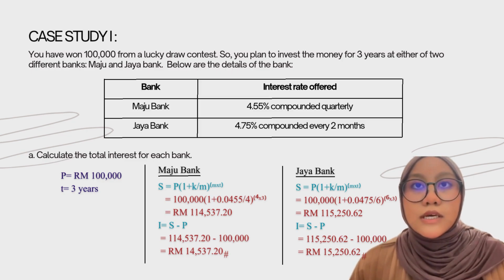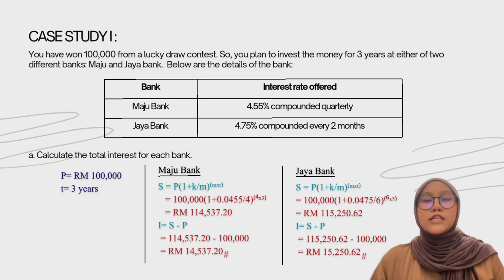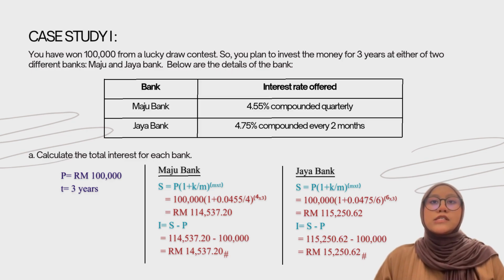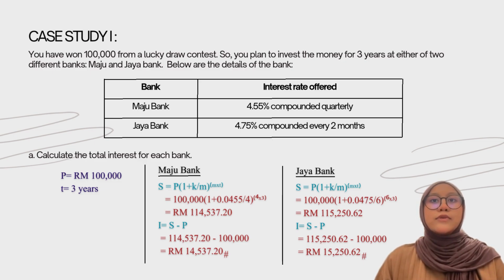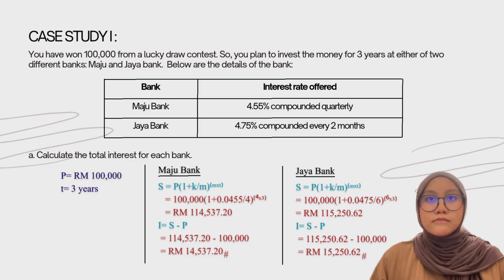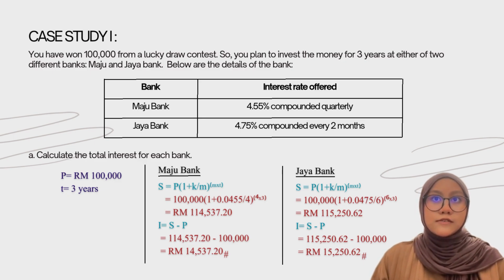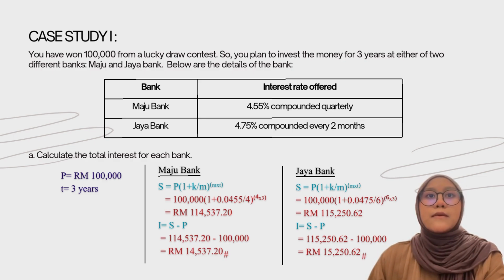So the total amount for Maju Bank is 114,537.20. To get the total interest, we're using the formula I equals S minus P, where P is the principal. So we just subtract the principal, which is 100,000, from the total S that we got before. So we get the total interest for Maju Bank, and it also applies to Jaya Bank. So we get the total interest for each.